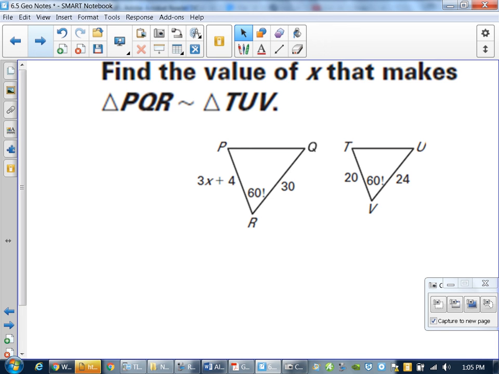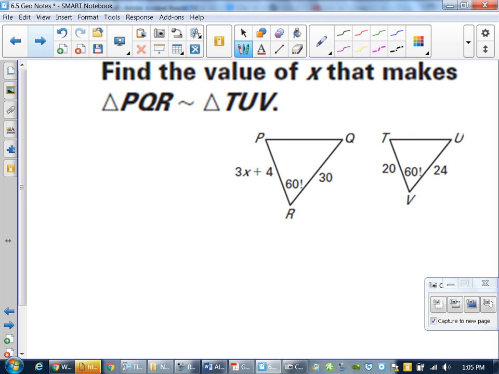So again, you're going to do the same exact steps. You start with the similarity statement. They tell you what they want it to be in the end. They want PQR and TUV to be similar. So it's just a matter of writing out the statement to figure out which parts are going to match up. Once you figure out what parts match up, then you fill in the blanks, just like every other one of these problems.